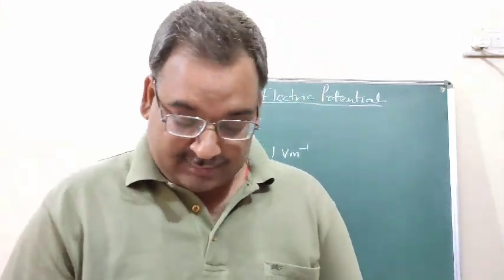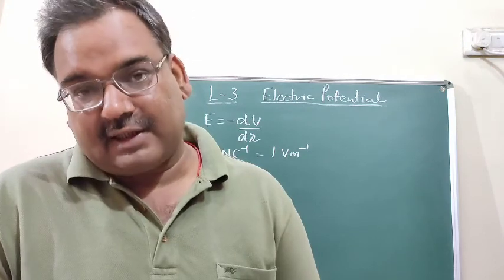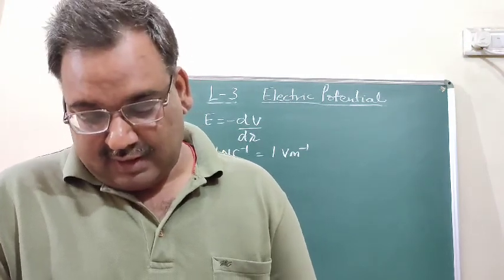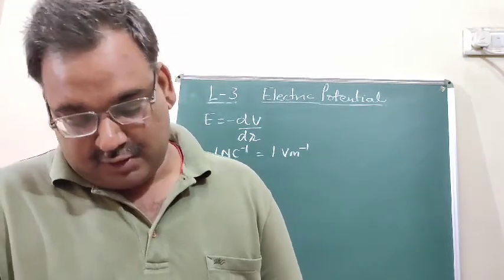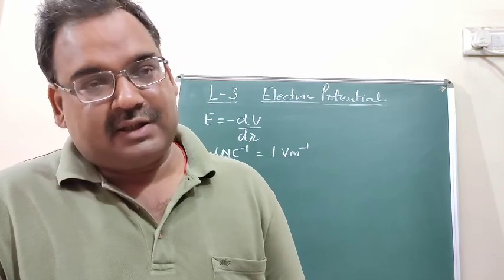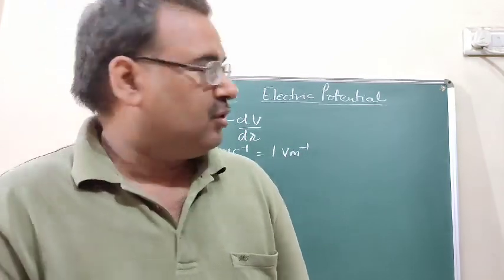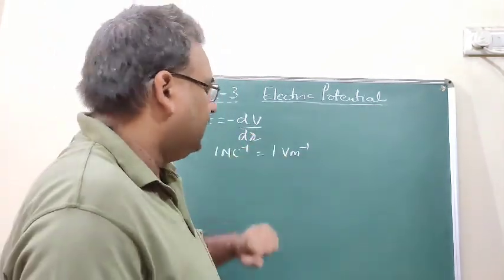Potential gradient: the electric field intensity at a point in an electric field in a given direction is equal to the negative potential gradient in that direction. So E is equal to minus dV upon dr.